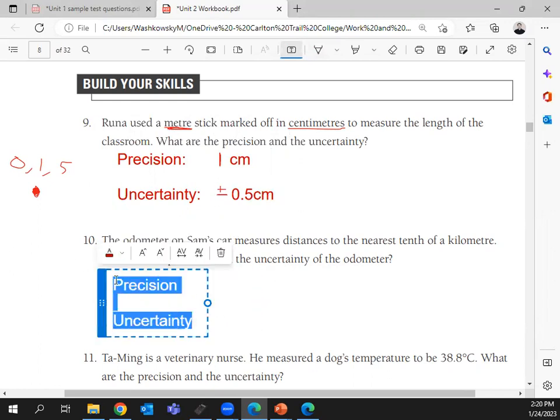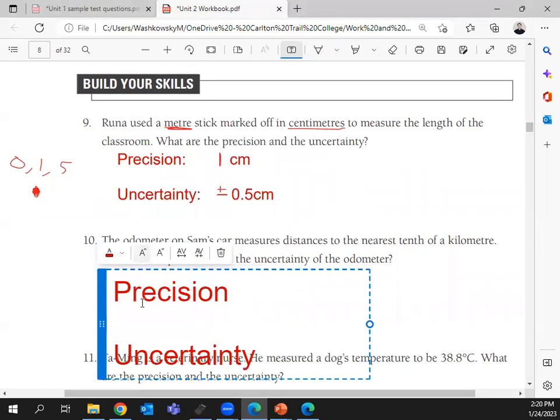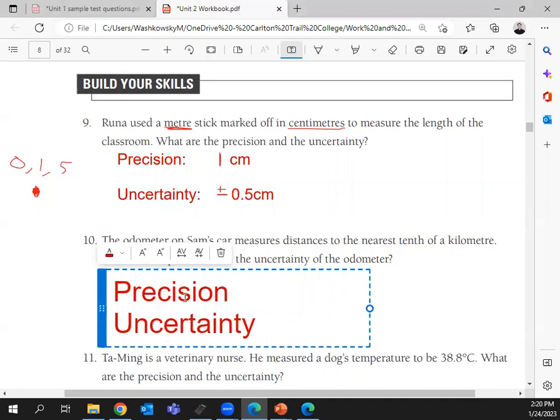Let's make some stuff bigger, actually. There we go. So question 10 here. So what's my precision here? First off, what's my unit of measurement?